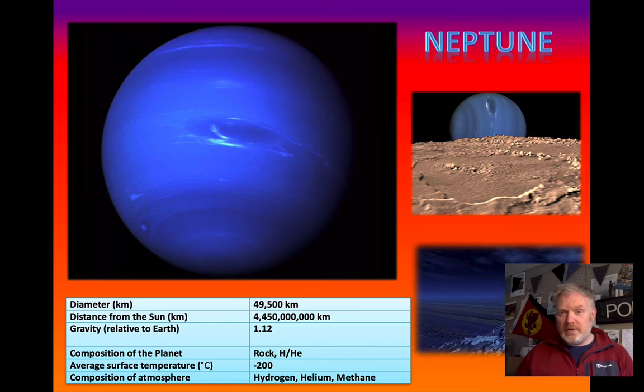Neptune then takes us to as far out as we're going to be looking here. Diameter of 49,500 kilometres. Notice how all these outer planets are much bigger than the inner planets. Distance from the Sun, 4,450,000,000 kilometres. Gravity is a bit more than Earth, 1.12. And its composition then is rock and hydrogen and helium again. Surface temperature is minus 200, and again we have an atmosphere of hydrogen, helium and methane.